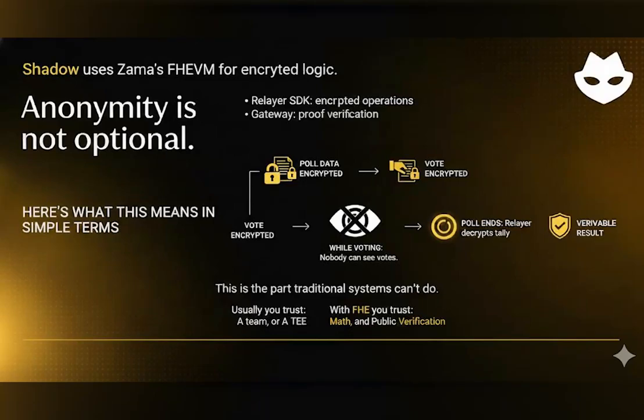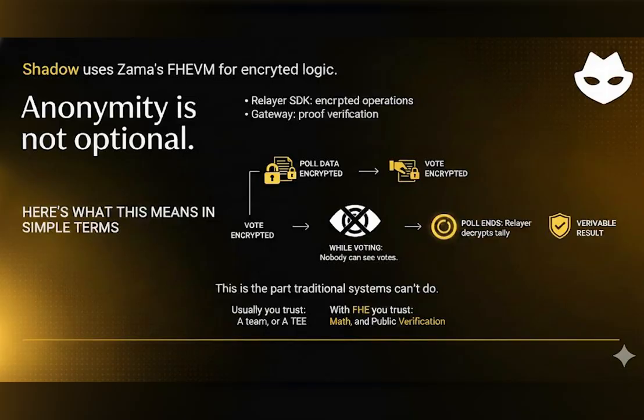Before I show the interface, let me explain quickly what Tech Shadow is actually running on. Shadow uses Zama's FHEVM for encrypted logic, the Relayer SDK to handle encrypted operations behind the scenes, and the gateway for proof verification. Here's what this means in simple terms.